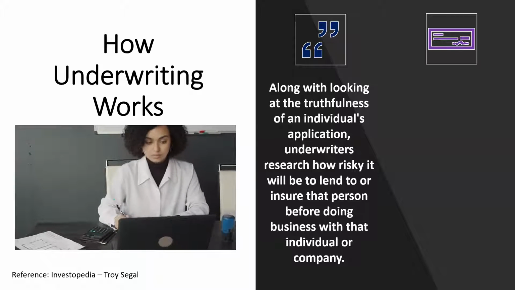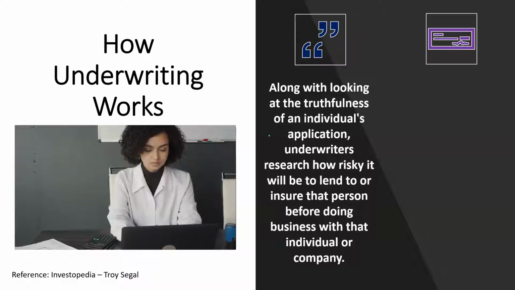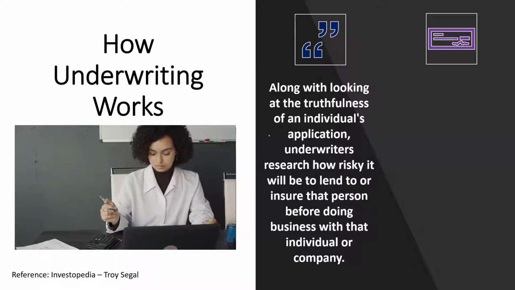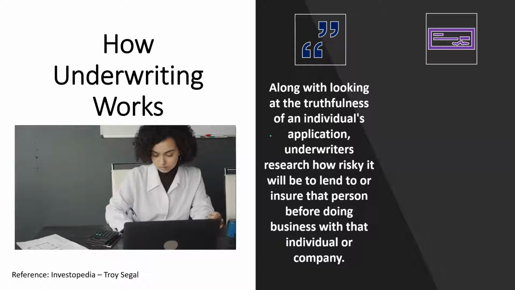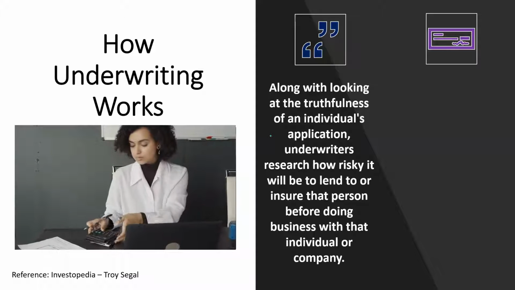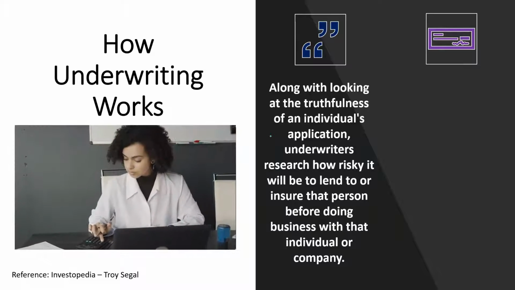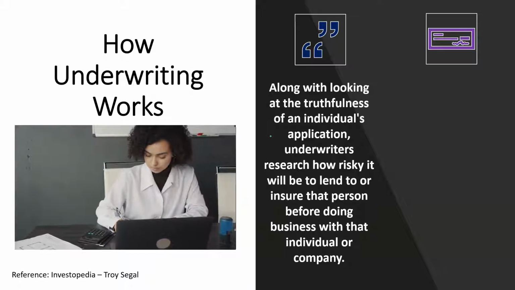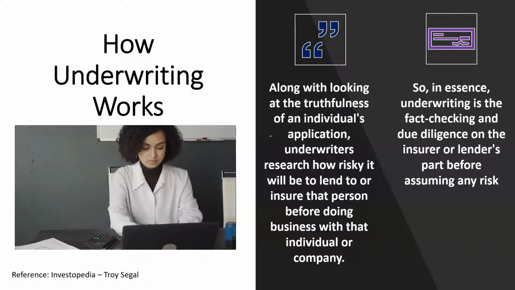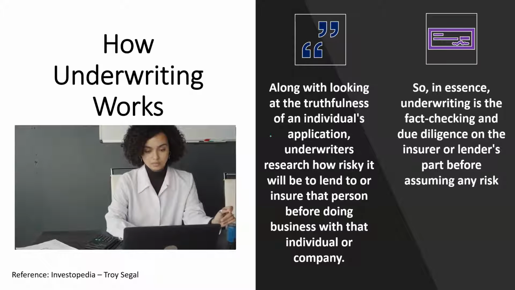Along with looking at the truthfulness of an individual's application, within the underwriting process they're going to look at the application and the information related to it, and see whether or not it is truthful. The underwriter will also research how risky it will be to lend to or insure that person before doing business with that individual or company. Looking at the information, they're going to use it to determine the risk involved. That risk assessment will then be used to set the terms as the business process goes forward. So in essence, underwriting is fact-checking due diligence on the insurer and lender's part before assuming any risk.